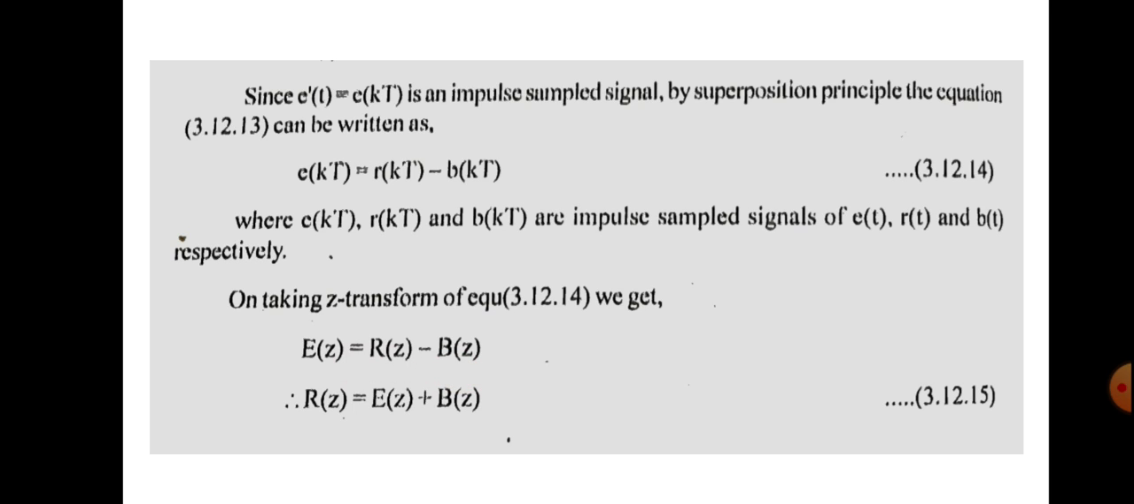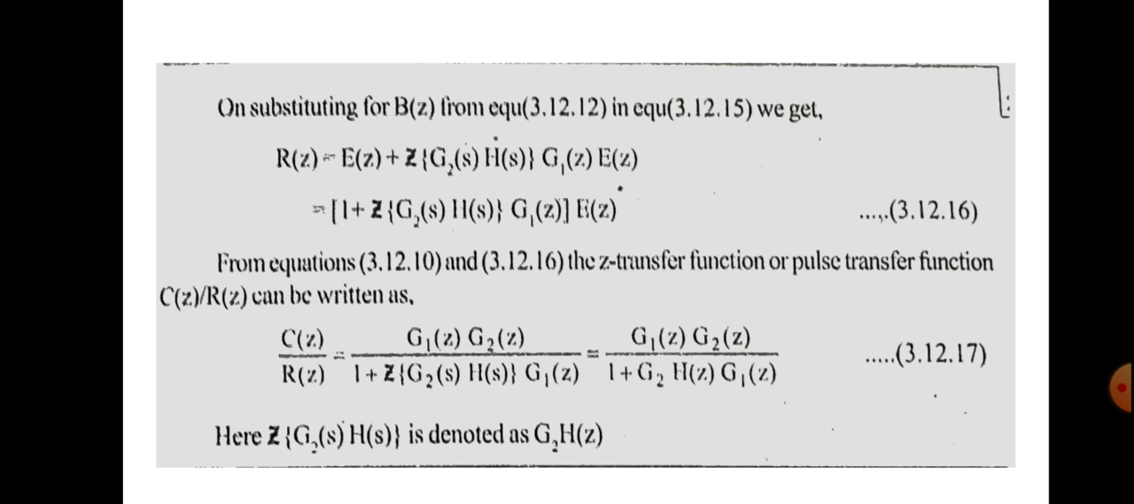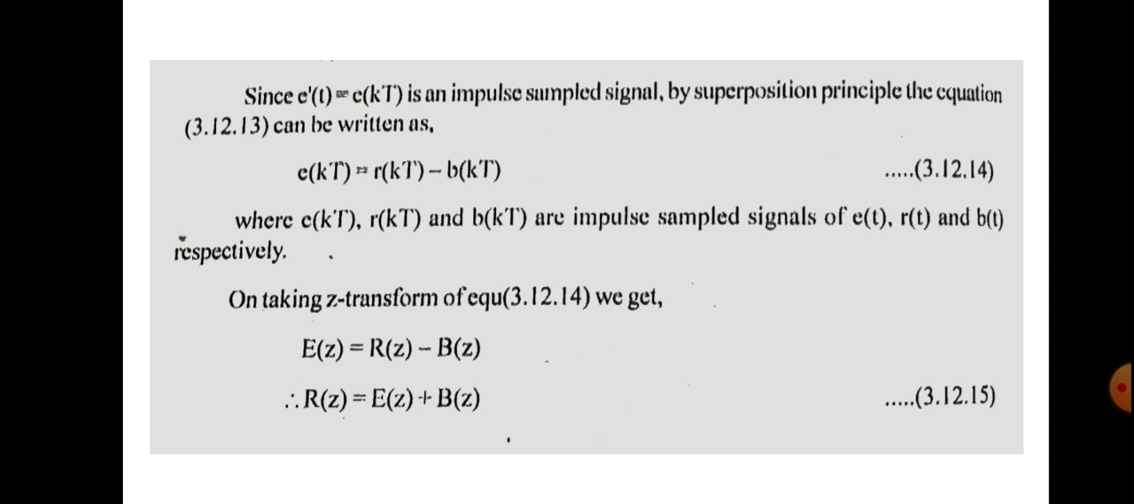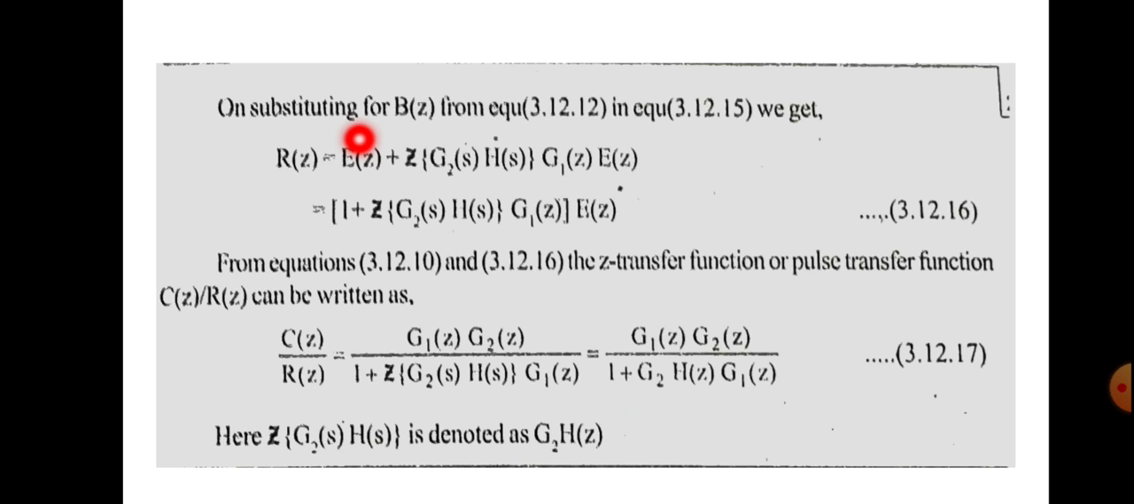And also you can substitute. What you want to find out is the ratio of C of Z by R of Z. Here you can see R of Z is here, so you have to isolate this R of Z. So R of Z will be equal to E of Z plus B of Z. Instead of B of Z you can substitute from the equation you have derived. So you will get R of Z is equal to E of Z plus Z transform G2 of S into H of S into G1 of S. This is B of Z.